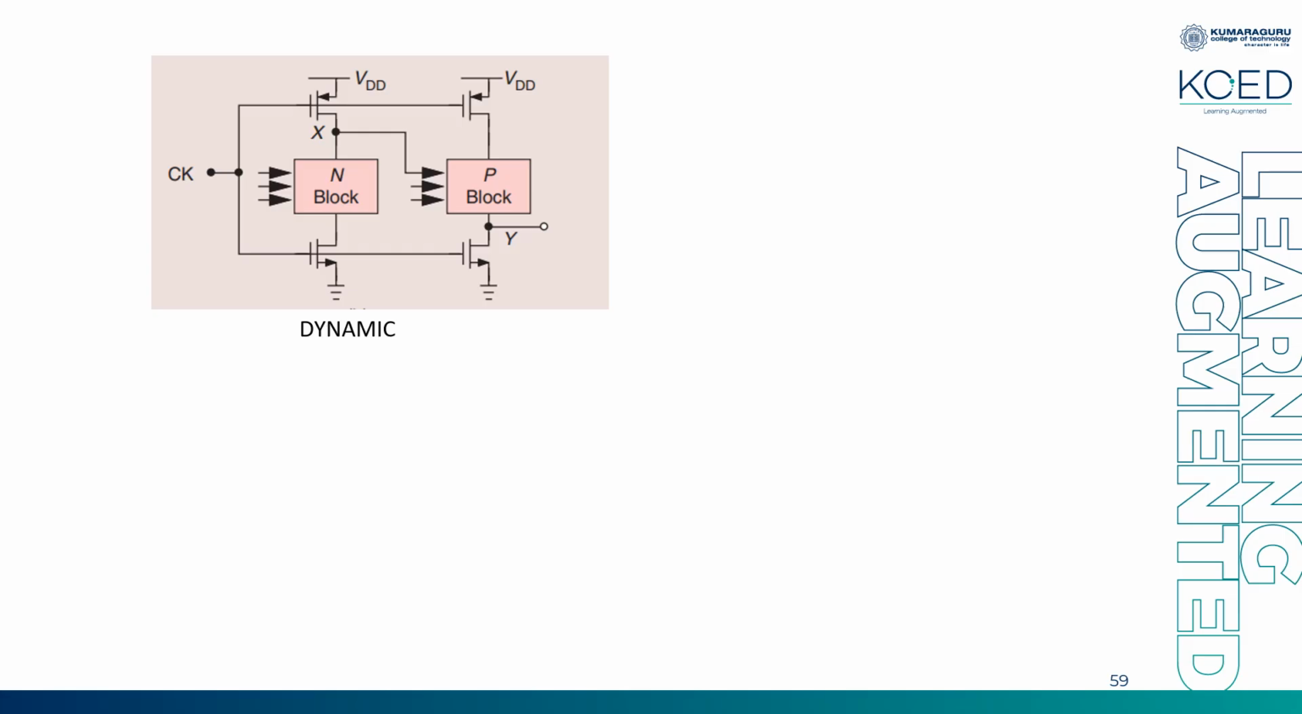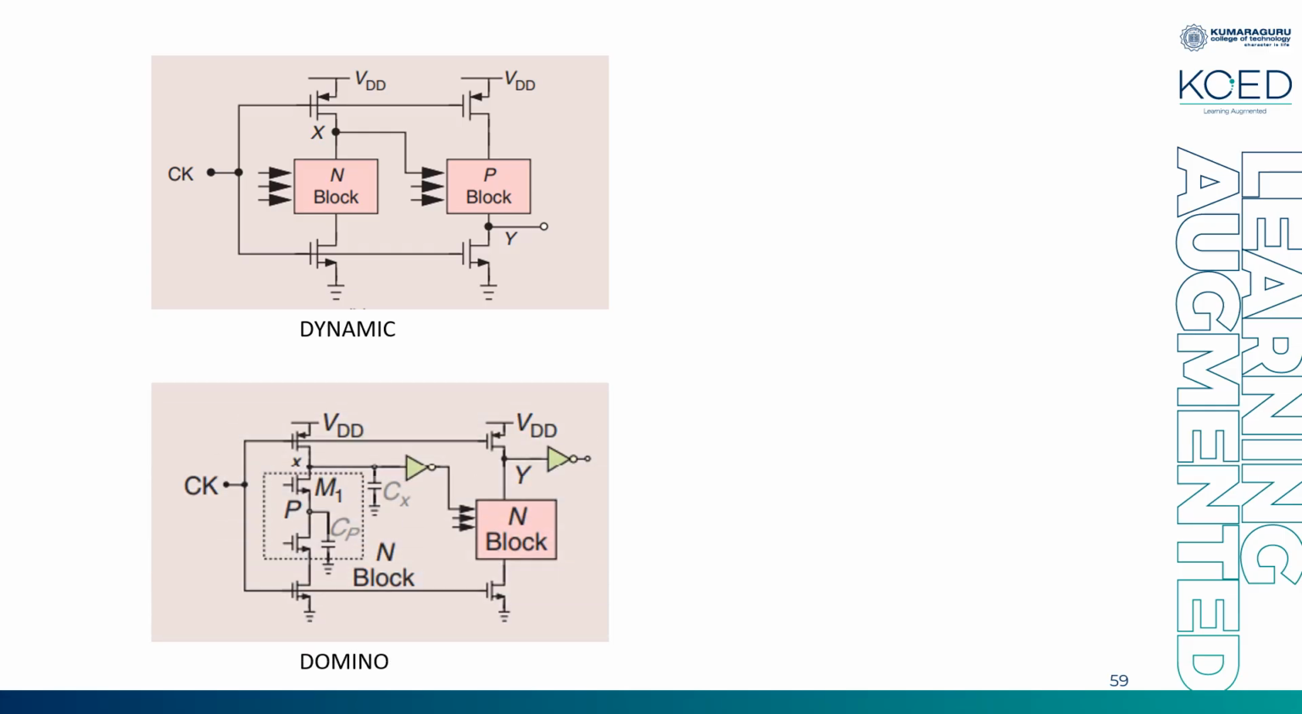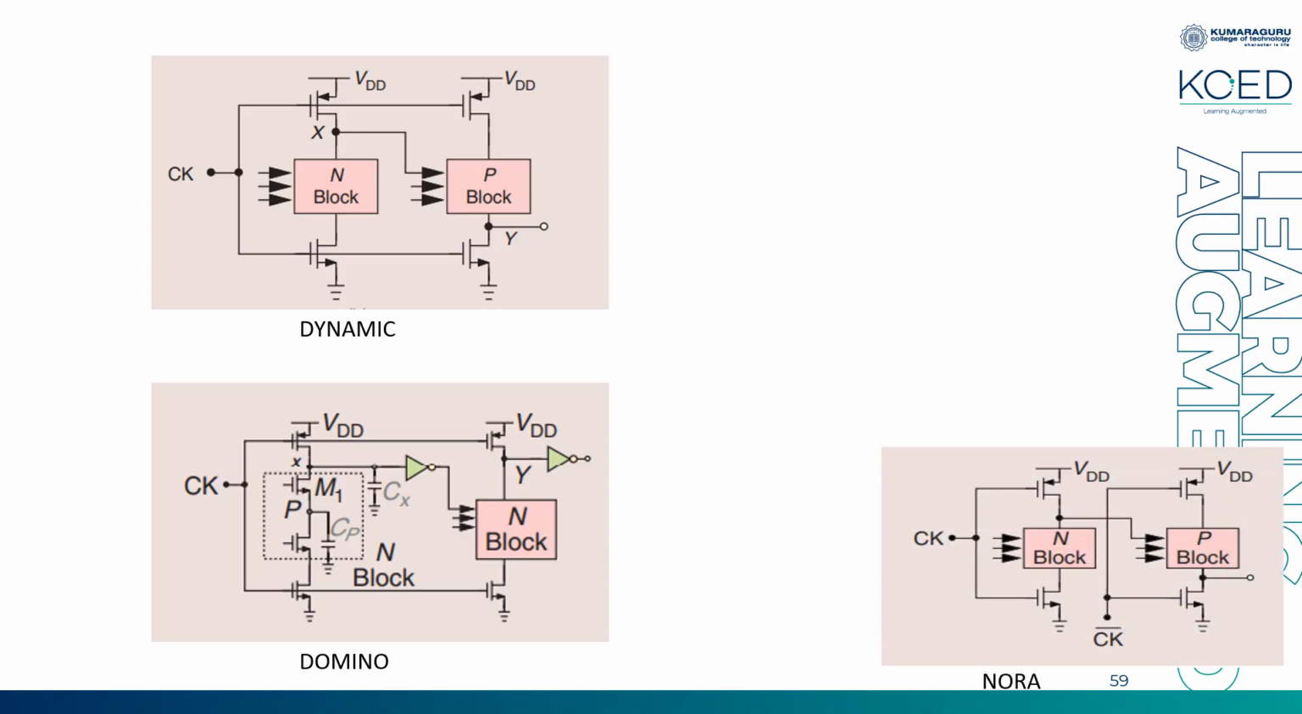So dynamic we have seen first, and then domino. Dynamic had some problem in offering both the transitions, and then we moved towards domino with the inverter, a buffer at the output, and then we had some race problem. So now we are moving towards NORA, which will avoid the race conditions.